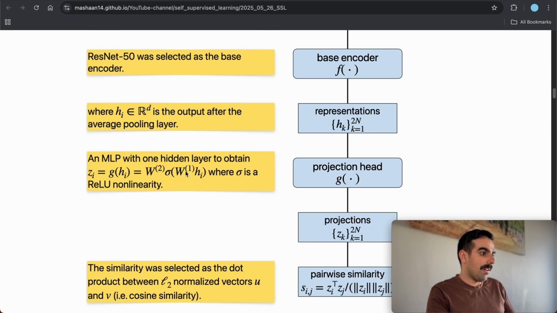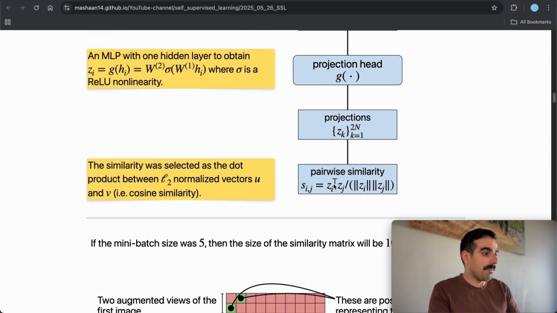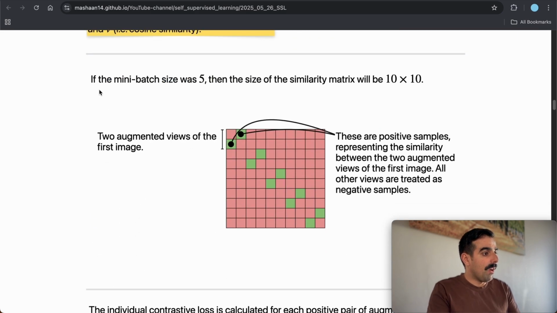So this is the first layer. We're passing the representation to the first layer, and we're getting a ReLU nonlinearity, and a second layer, just the projection layer. So we're getting the projections, then we're computing the pairwise similarity. So, for example, if the mini batch size was 5, then the size of the similarity matrix will be 10 by 10. And the first 2 rows are 2 augmented views of the first image. So this is the first augmented view of the first image compared to every other single view in the batch. And this is the second augmented view of the first image compared to every other single view in the batch.